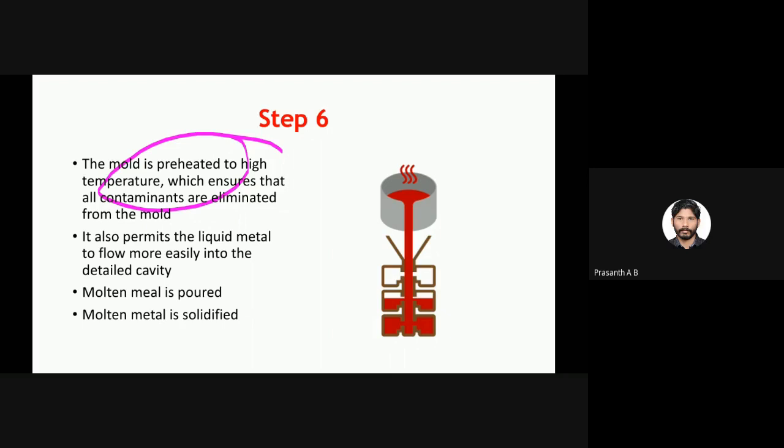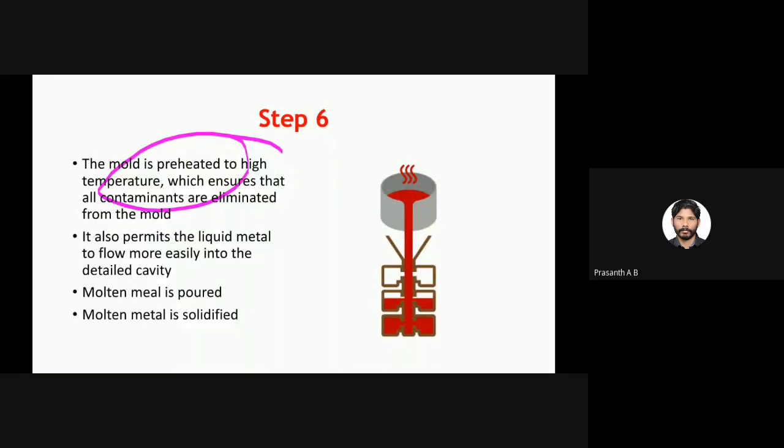This increases the fluidity of the molten metal. So this allows the liquid metal to flow more easily into detailed cavities. Sometimes there may be fine details present on the mold, so the fluidity has to be increased for the liquid to fill the entire cavities. This increased fluidity enables the molten metal to reach the finer details.